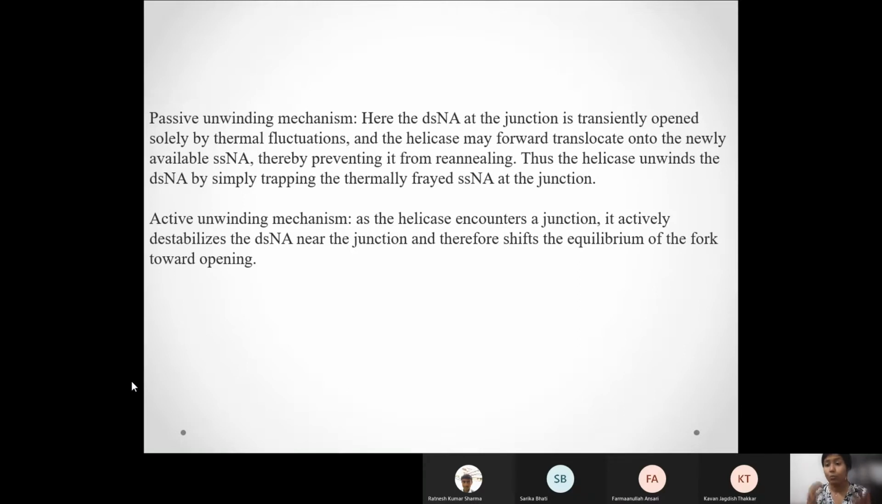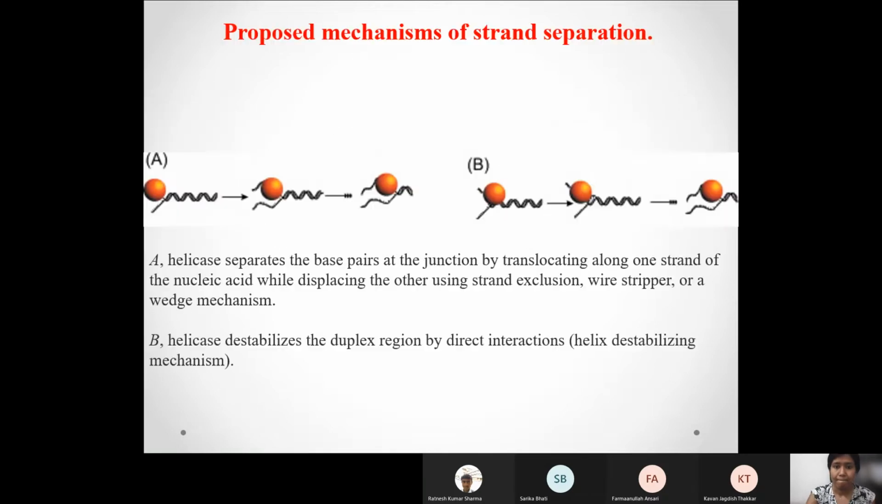And it is possible that both of these mechanisms could coexist together, that there is a small thermal fluctuation that is identified and that causes formation of this small fork. So initially it is a passive mechanism by which the helicase is recruited, and then once this fork is produced, the helicases can start working on this fork and, using the energy of hydrolysis of NTP, start unwinding the DNA.